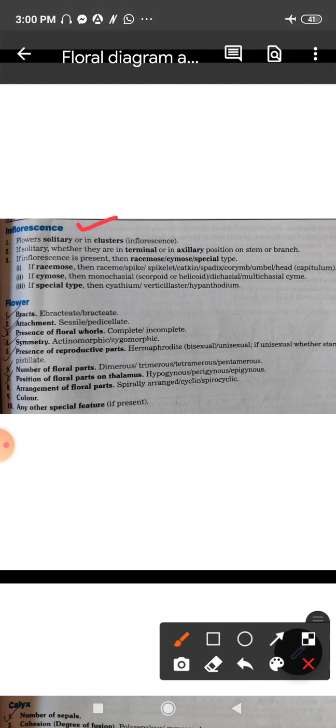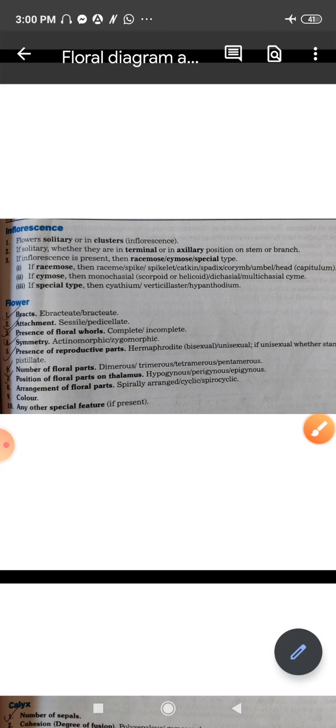Next we move on to the inflorescence, that is, the arrangement of flowers on the stem is known as the inflorescence. So whether the flowers are solitary or found in clusters, right? Then there are different ways in which they are arranged, that is racemose, cymose, or any special type of floral arrangement, right?